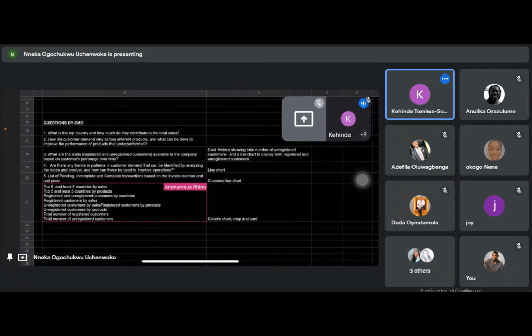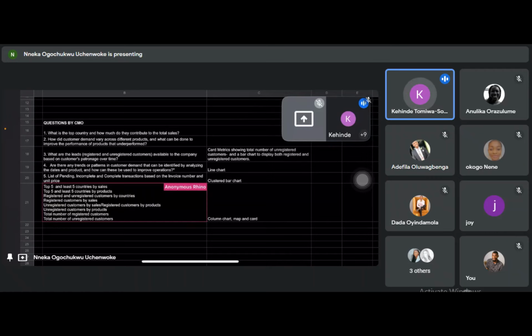that the marketing team can follow up and then encourage them to register with the company so that they can encourage them to buy, target them to buy more products from them, add them to their email list if there are any, and generally just add some form of digital marketing campaign to target them so that they can increase their registered customers. So we now said that metrics that's showing total number of unregistered customers and a bar to display both registered and unregistered customers.